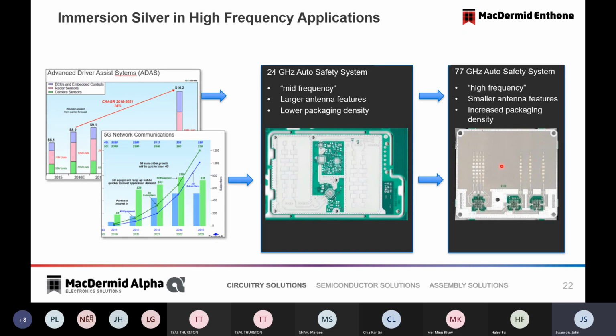I'm showing a picture of a couple antenna high frequency applications that in this case happen to be in automotive applications, one at a moderate frequency of 24 gigahertz and another at a relatively high frequency of 77 gigahertz. And so one of the strengths of silver is its performance at high frequency.